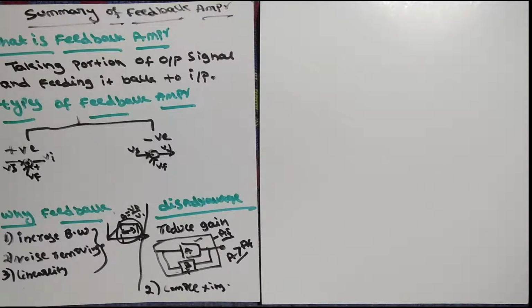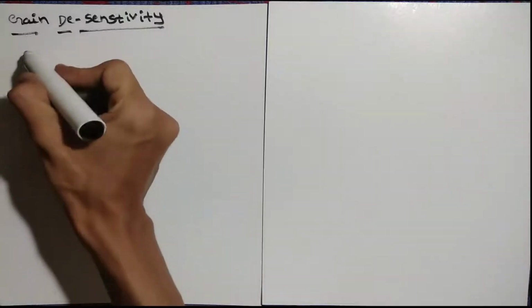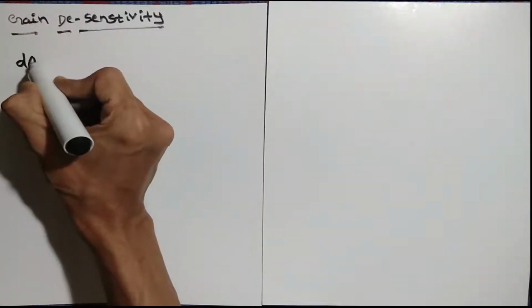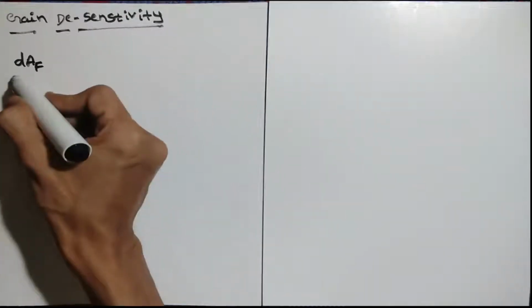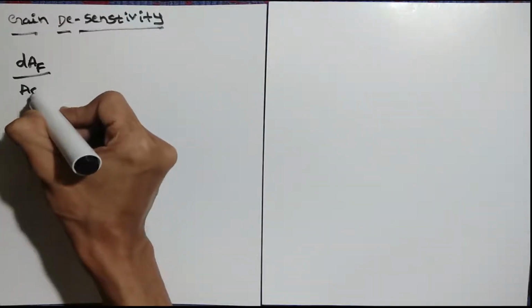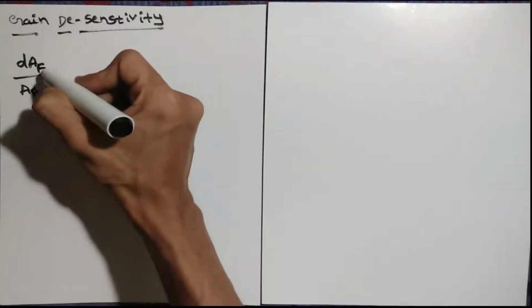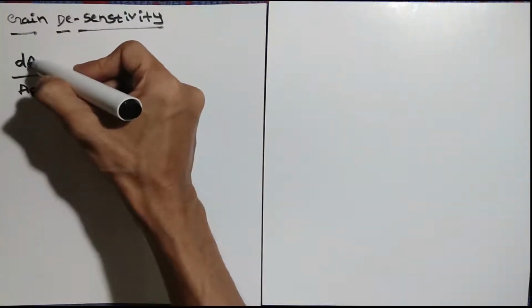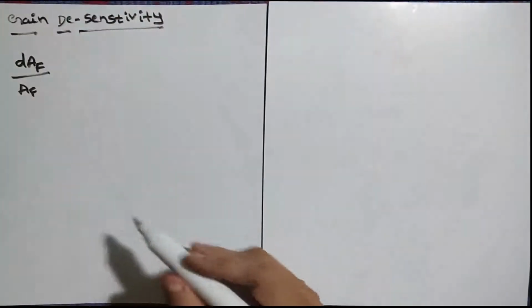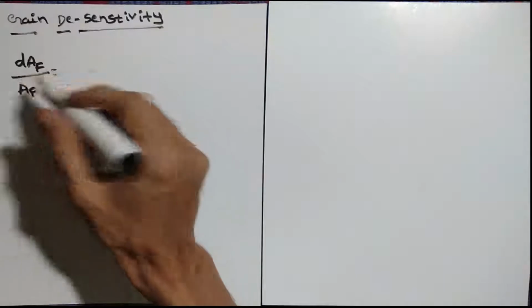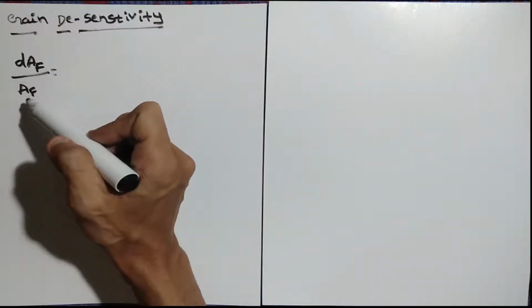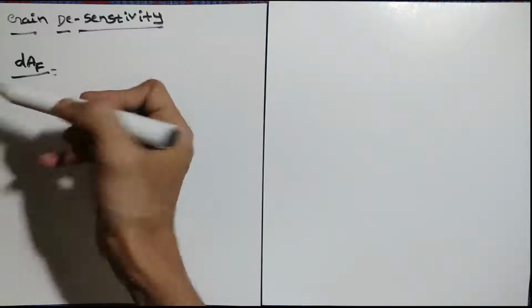Let's discuss the feedback property, such as gain desensitivity. Gain desensitivity can be measured as the ratio of the total gain, that is A with feedback, AF, to the total gain. This ratio is usually known as gain desensitivity. The gain is AF, where F means with feedback. So with feedback, we have to find the gain desensitivity. It is nothing but the ratio of the differential gain to the total gain. So how can we find out these things?